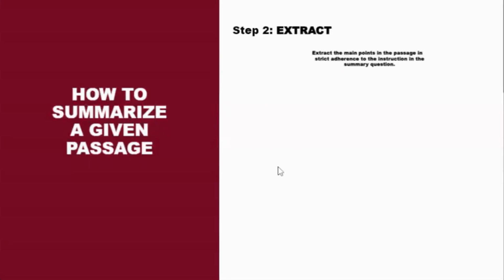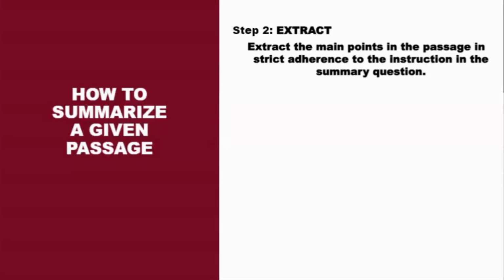How to summarize a given passage continues, and this brings us to step 2, which is extract. Extract the main points in the passage in strict adherence to the instruction in the summary question. That is exactly what you are required to do. Extract the main ideas, and once you extract the main ideas, you will present them in your own words.